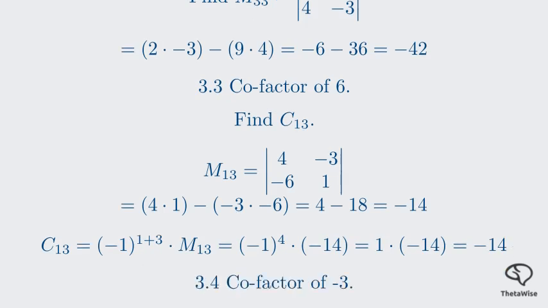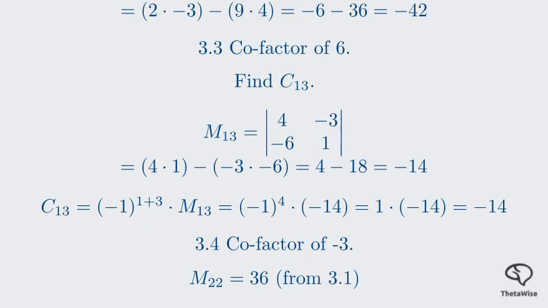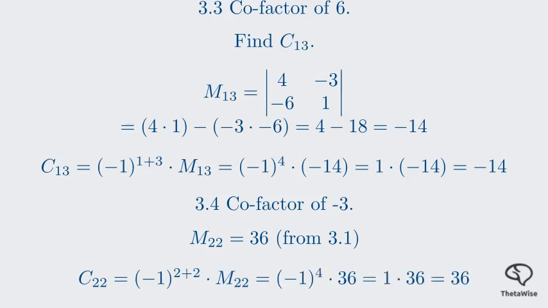Next, for 3.4, the cofactor of 3. As we found earlier, 3 is in row 2, column 2, and its minor M sub 22 is 36. The cofactor is C sub 22, which is negative 1 to the power of 2 plus 2 times 36. Since 2 plus 2 is 4, an even number, the cofactor is again the minor, which is 36.